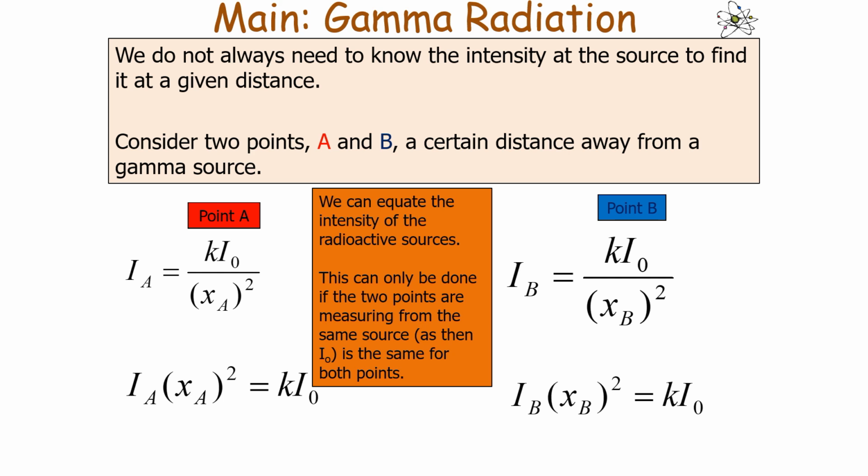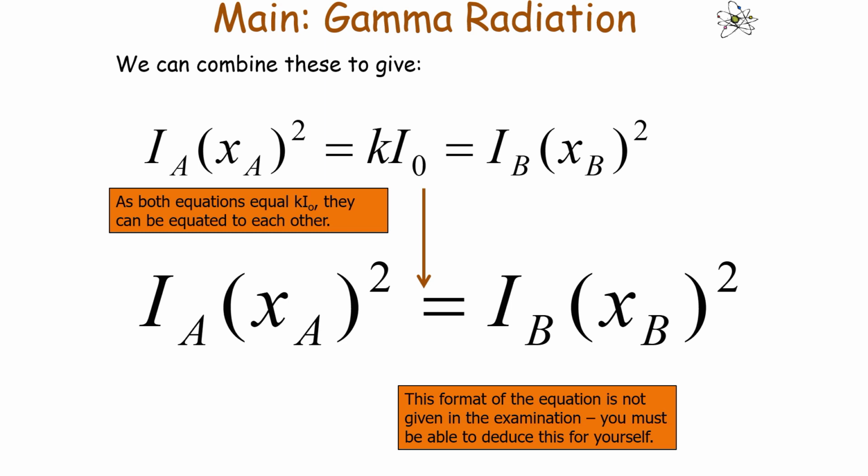So we can combine them as follows. So we can say I_A x_A squared is equal to kI0, which is equal to I_B x_B squared, because they've both got the same value of k and of I0. So therefore we can equate them to each other, and therefore you can find certain values.